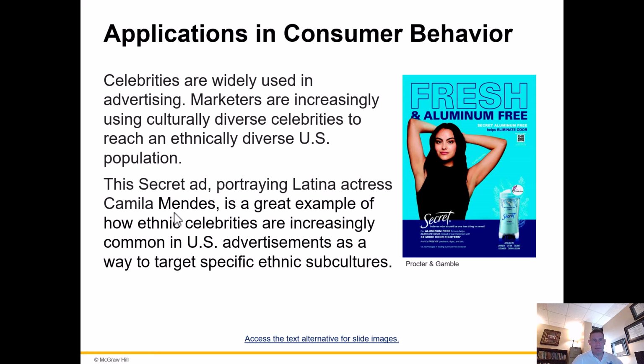Now, continuing with the theme of applications in consumer behavior, celebrities are widely used in advertising. Marketers are increasingly using culturally diverse celebrities to reach an ethnically diverse US population. This Secret ad we see on the right hand side here in the picture, portraying Latina actress Camila Mendes, is a great example of how ethnic celebrities are increasingly common in US advertisements as a way to target specific ethnic subcultures.